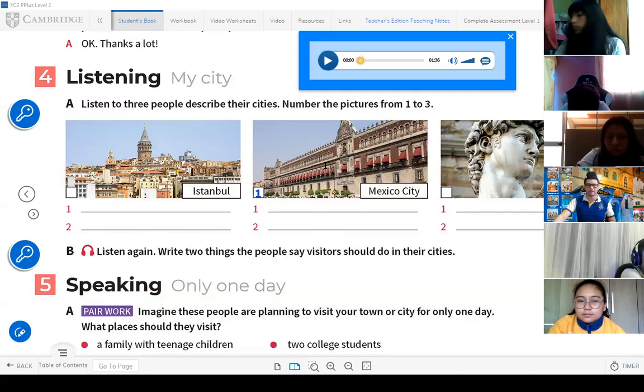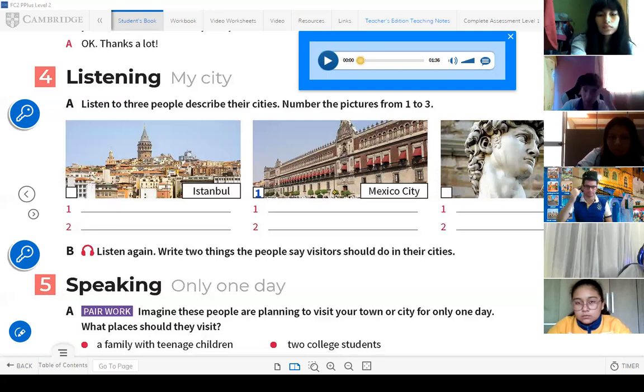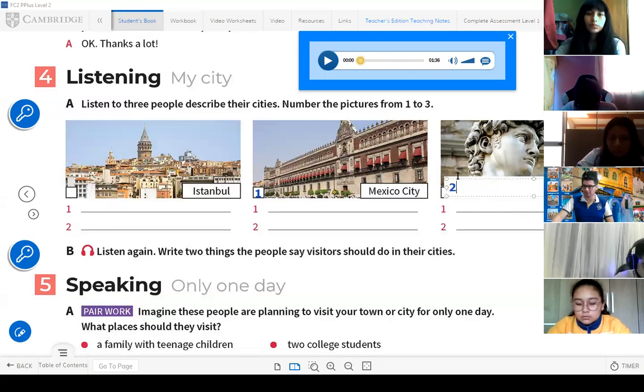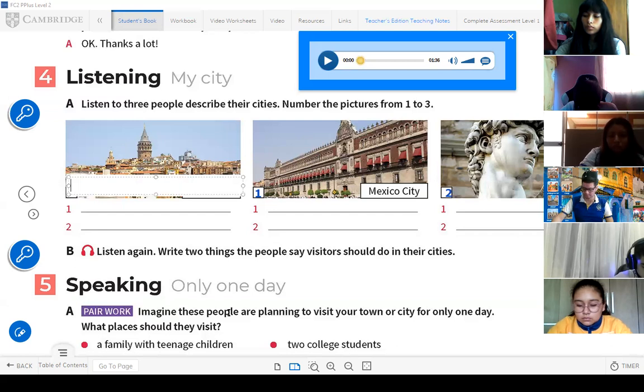Very good. Now, what's number two, Martel? Istanbul or Florence? You don't know. Castillo. Istanbul. Number two, Istanbul. Are you sure? Okay, Sierra Ramirez Jacob. What's number two, Istanbul or Florence? Flores. Yeah, very good, Andrea. Number two is Florence. Okay. Now let's write here number two, Florence. And finally, yeah, it's obviously, right? Number three is Istanbul. Yeah.